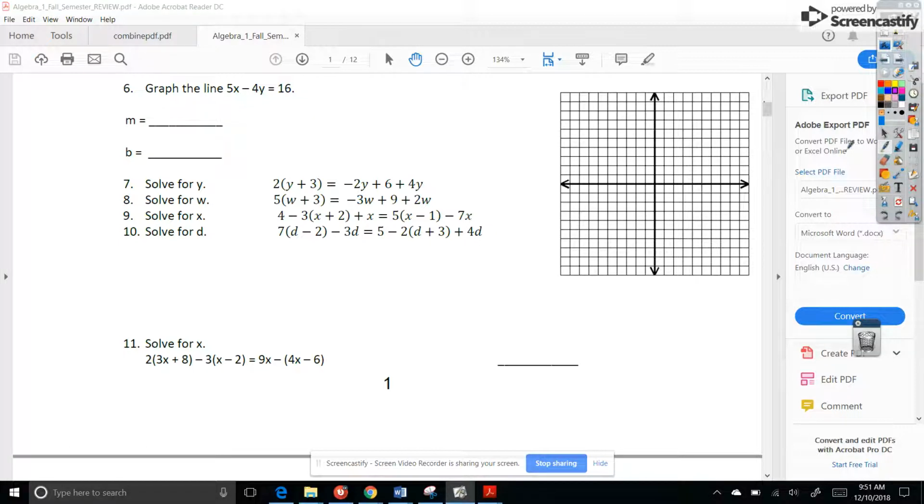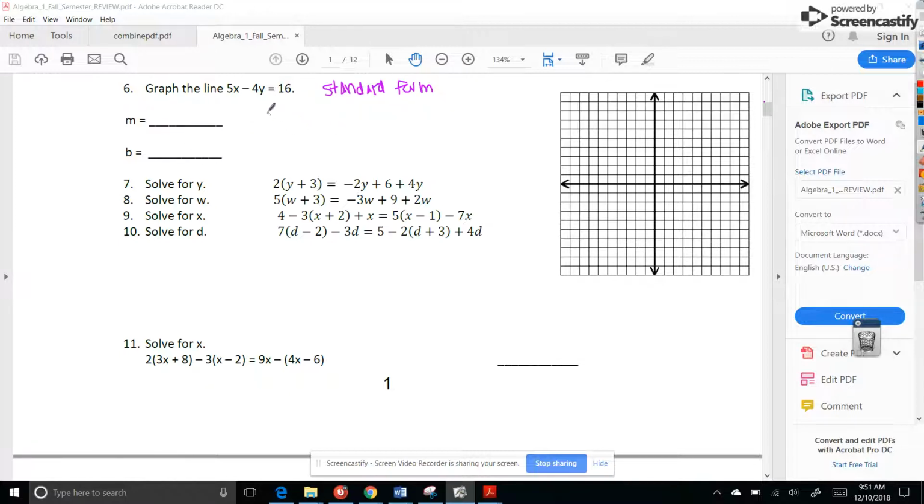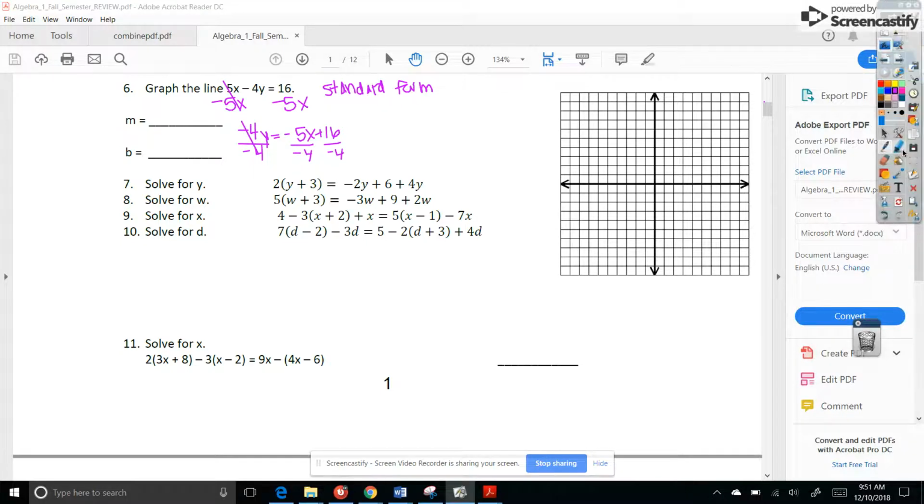Okay, graph the line 5x minus 4y equals 16. This is called standard form. So I can get this into y equals mx plus b, so I can find my m and my b. I can do that by solving for y, subtracting 5x from both sides, dividing by -4. Be careful here. Look at my slope. Negative divided by negative is a positive.